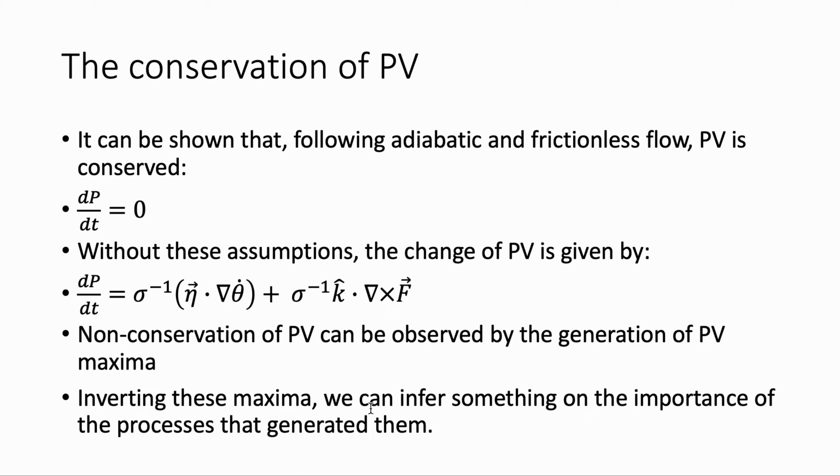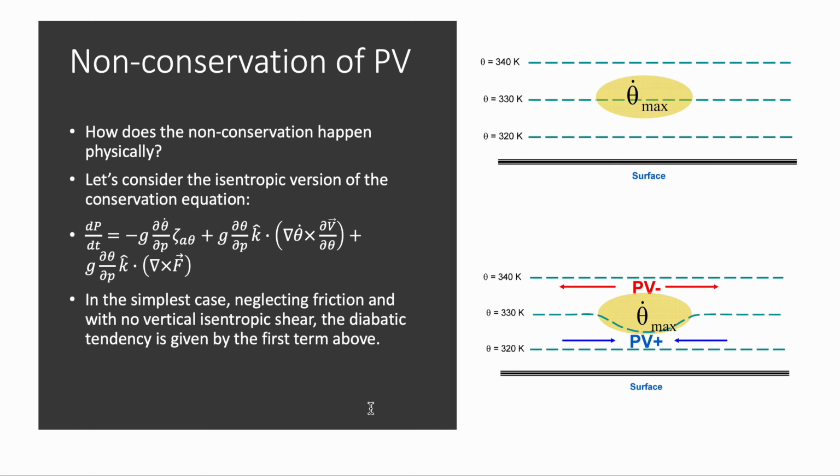Why is this relevant, and how is this advantageous for us? Well, if we are looking at some kind of flow and we observe that PV changes, say, for example, that following the flow there's a generation of maxima, right? Maxima and minima cannot be generated by advection alone when you're following the flow, so something else must be happening. This can tell us something about the processes that generated those maxima. And if we invert those maxima, then we can infer something about the processes and the importance of the processes that generated them.